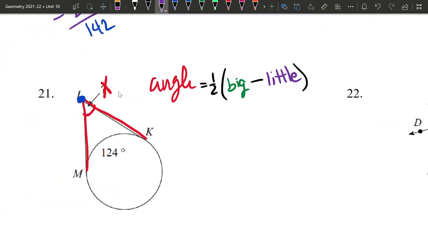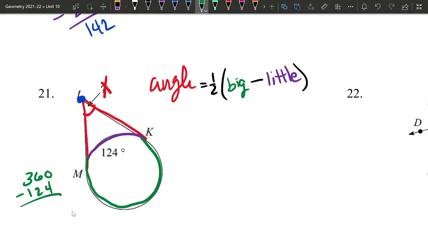So we do need to figure out those 3 things. We're given the little arc in this one. The arc closest to the angle is 124 degrees. What we don't have is the big arc. But that's something that's special about tangents, that the relationship of tangents uses the entire circle. So I can easily find it by saying 360 minus 124. And that is 236. So this arc is 236 degrees.